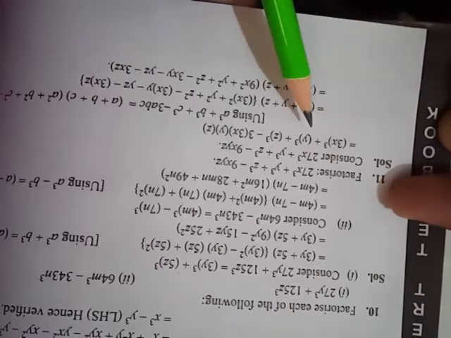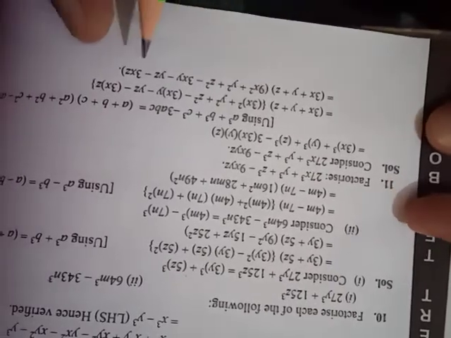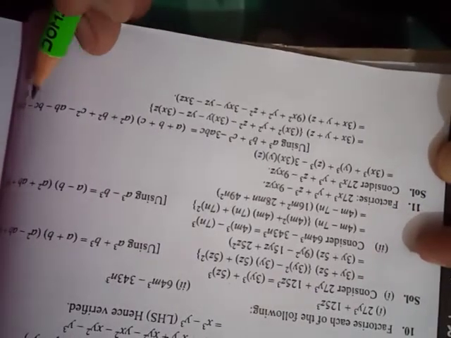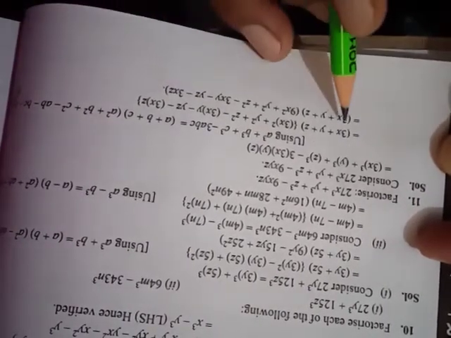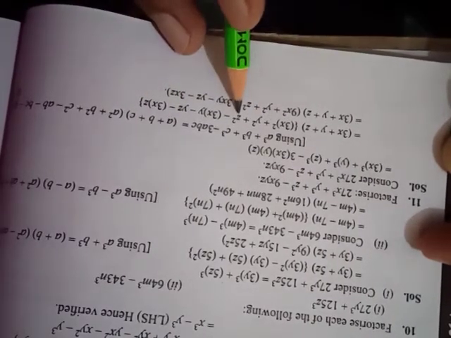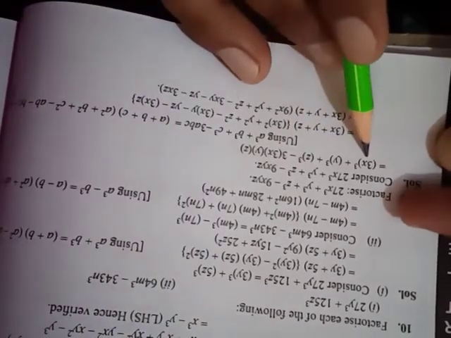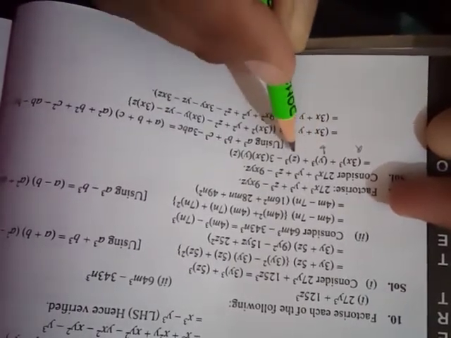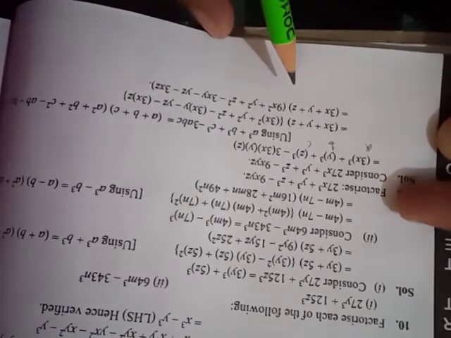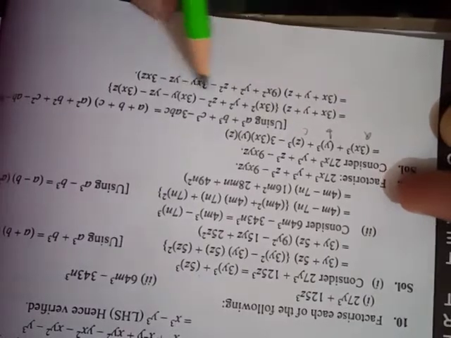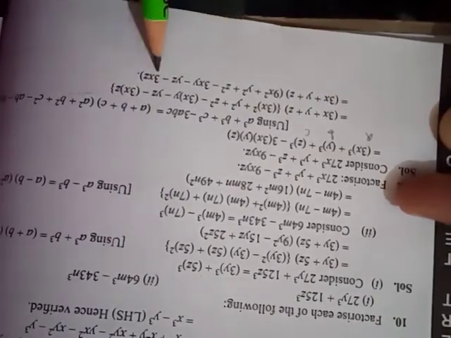Now in the identity a cube plus b cube plus c cube minus 3abc, what is the identity? a plus b plus c, a square plus b square plus c square minus ab minus bc minus ac. And this is the solution: in place of a there is 3x, in place of b is y, in place of c is z. You will put the values of these in the identity and you will get your answer.